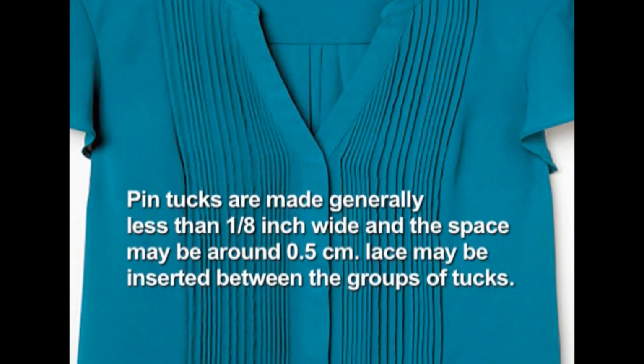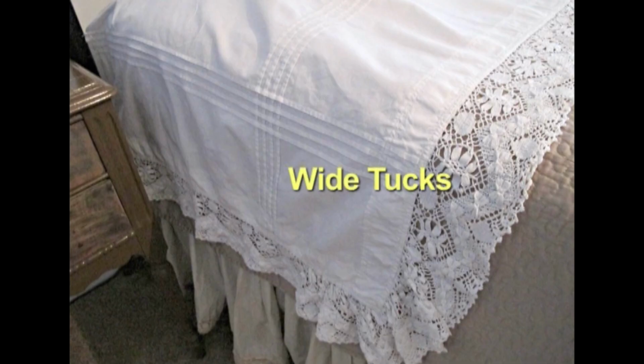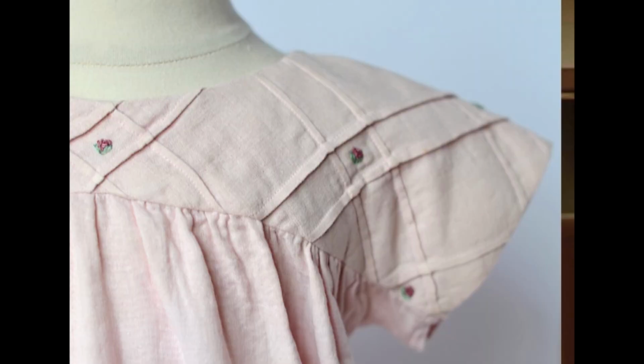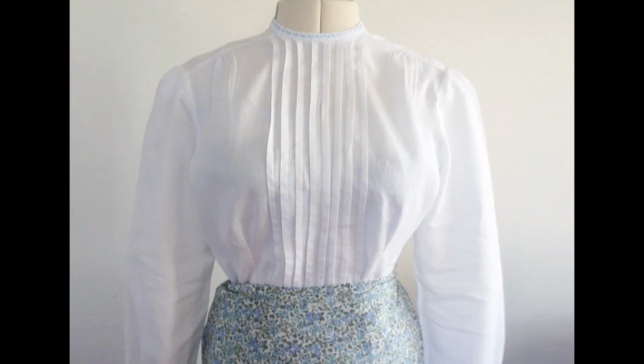These are made generally less than 1/8 inch wide and the space may be around 0.5 centimeters. Lace may be inserted between the groups of tucks. Then the second variety is the wide tuck, and these are mainly used for holding the fullness in place. They are also used for decoration in garments, especially evening wear. The width of the tuck may vary from 0.5 centimeter to 2.5 centimeters as per the location of the garment.